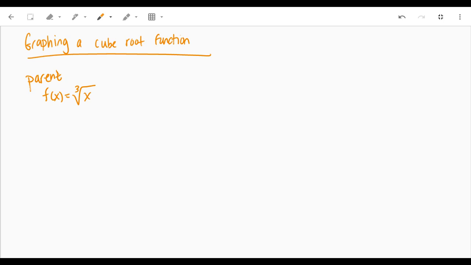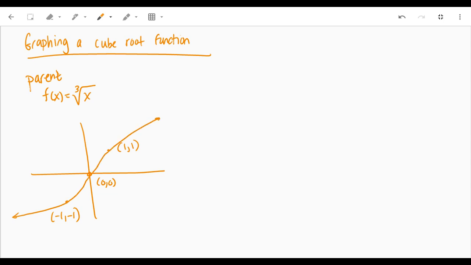But your parent function is still 0, 0. And then we have the point at 1, 1. The cube root of 1 is 1. Okay. And negative 1, negative 1. The cube root of negative 1 is negative 1. So this cube root graph kind of looks like this. It's like your cubic function, but it's the inverse. So it is, oh, that didn't draw in very well. Okay. So it looks like your cubic function on the side.